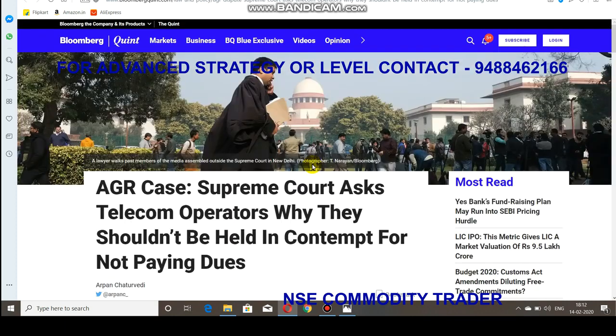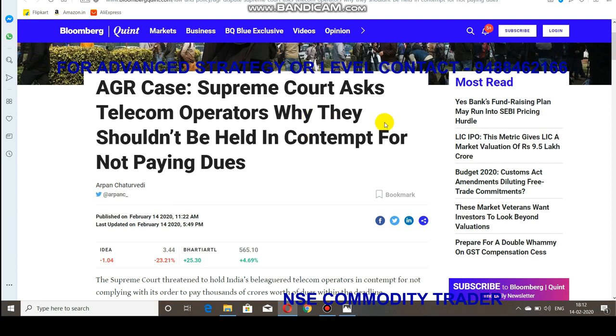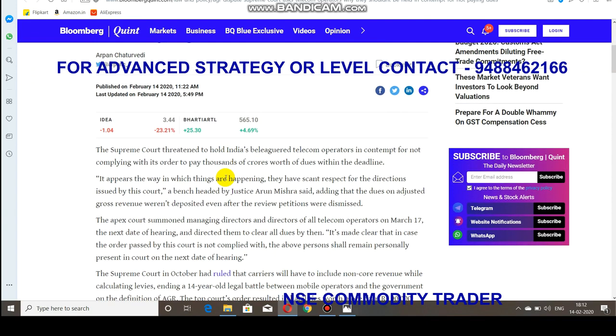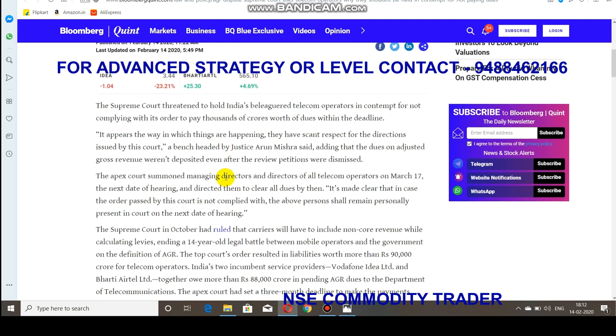the AGR news. During that time, the Supreme Court asked telecom operators why they shouldn't be held in contempt for not paying dues. The Supreme Court had issued an order in October to pay the dues within the month of January. But telecom companies like Vodafone Idea and Bharti Airtel didn't pay the dues. They just escalated it by applying to the Supreme Court. But the Supreme Court immediately denied that process and told them to pay the dues, but they didn't obey the orders.